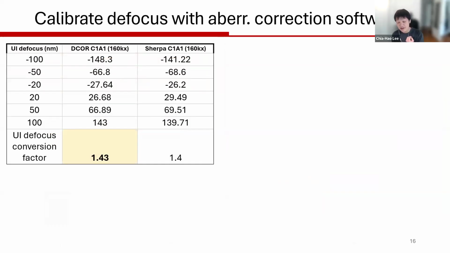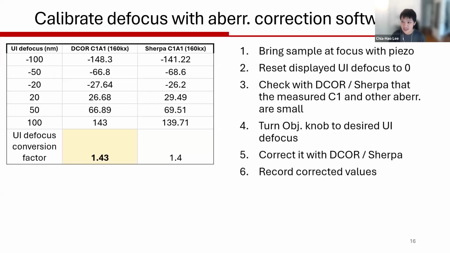So like I mentioned, there's a 40% scaling factor between the user interface defocus and the actual defocus. You may wonder, how do I actually get this value? And the answer is surprisingly simple. The steps are essentially, first you bring your sample to focus using piezo, and then you reset the displayed user interface focus to 0. And you want to make sure that the aberration correction software all show a very small defocus. At this point, essentially, you're aligning their 0 baselines.